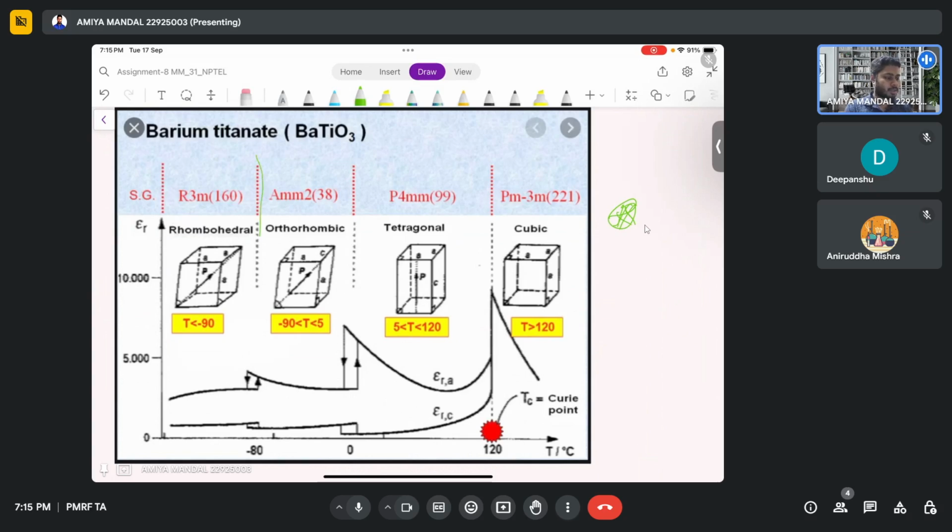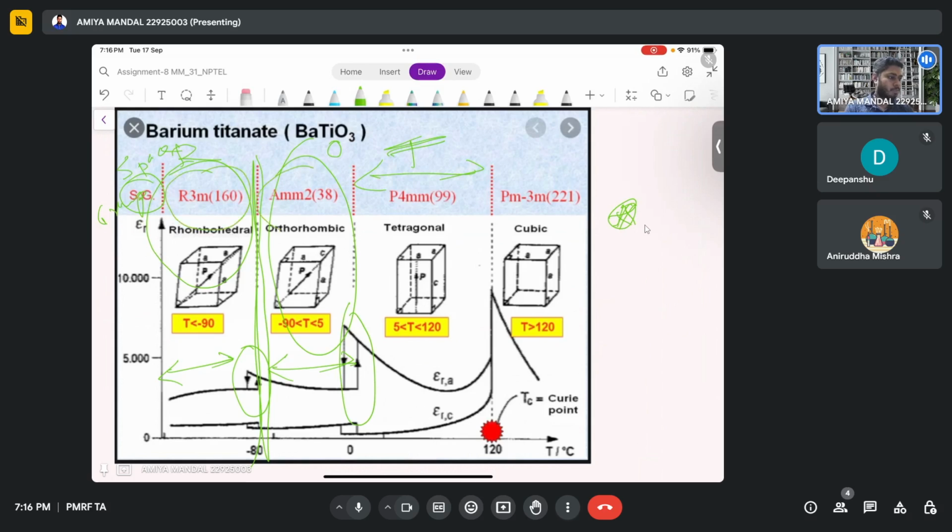You can see at this region the rhombohedral structure is observed. At this region the tetragonal structure is observed. This is the orthorhombic structure, this is the rhombohedral structure, and this is the tetragonal structure. The corresponding space groups are R3m, Amm2, P4mm, and Pm3m, which is the cubic structure at greater than 120 degrees.